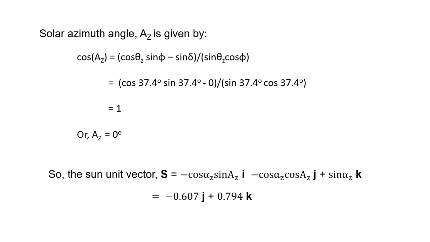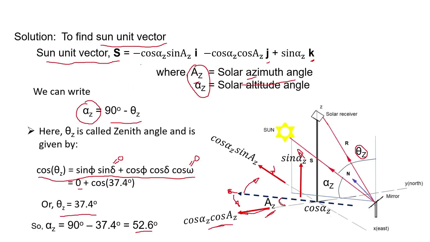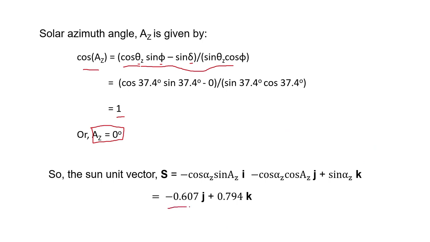There is a formula for the solar azimuth angle as well. The solar azimuth angle is given by cos a z is equal to a ratio involving cos theta z, where theta z is the zenith angle, phi is the latitude, delta is the declination. If we substitute all these values, we get it to be 1. And this way, the solar azimuth angle comes out to be 0 degree. So if we substitute alpha z, 52.6 degree, and a z, 0 degree, in the expression for the sun unit vector, it comes out to be this value. This is the sun unit vector.